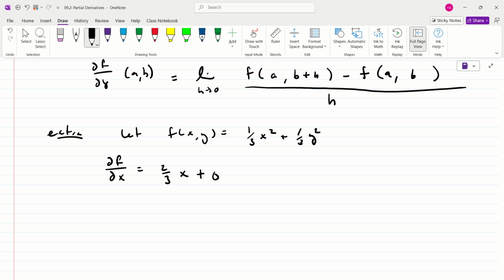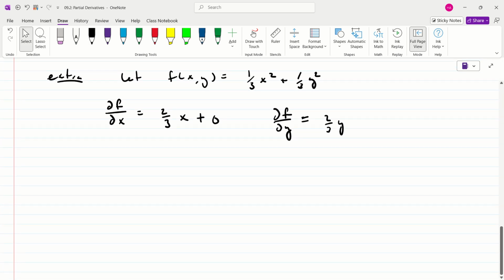And what would be the partial derivative of f with respect to y for this expression? Not with respect to x, excuse me, with respect to y, we already did x. The partial derivative of this with respect to y is going to be 0, and the partial derivative of that with respect to y is going to be 2/3 y to the first power. Done.